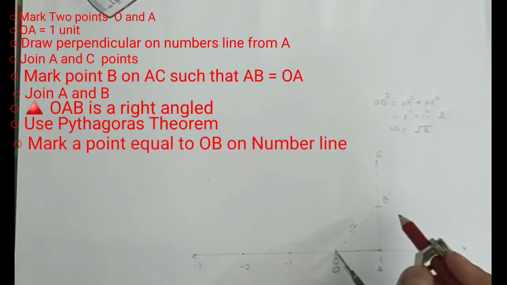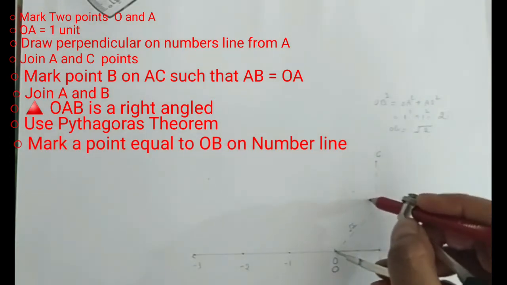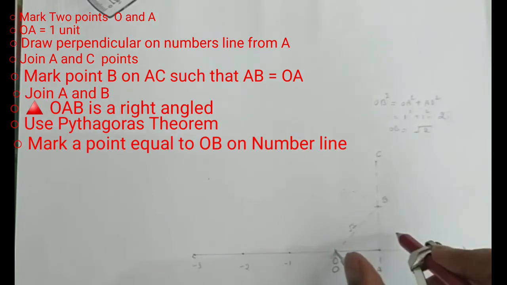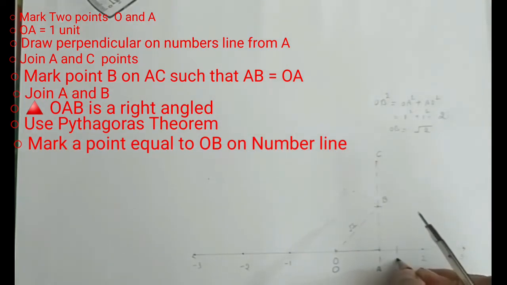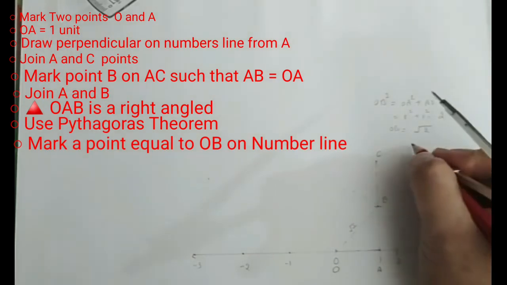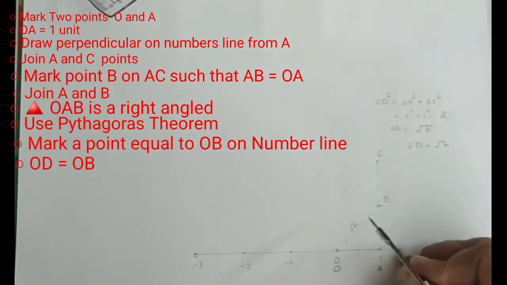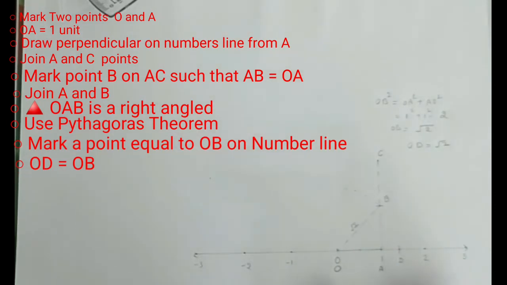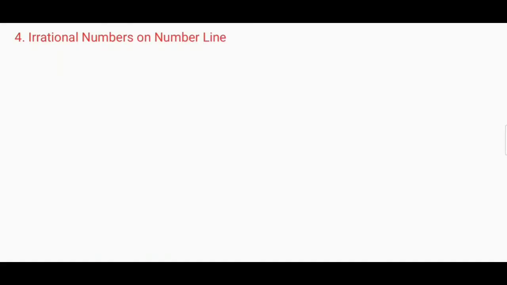Now with this OB, I will open this compass and I will mark a point on number line, and I'll take this as D, such that OD is equal to square root of 2, and this point D. The distance from O to D is equal to square root of 2. Similarly, we can represent square root of 3, square root of 5 on number line.